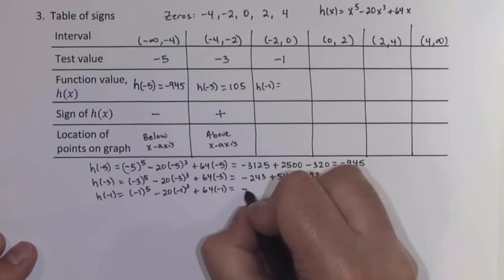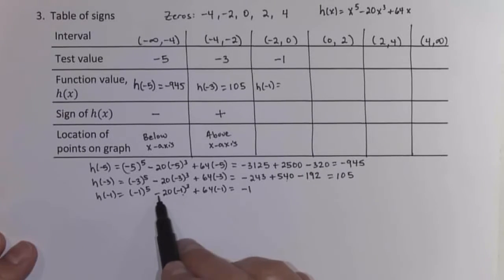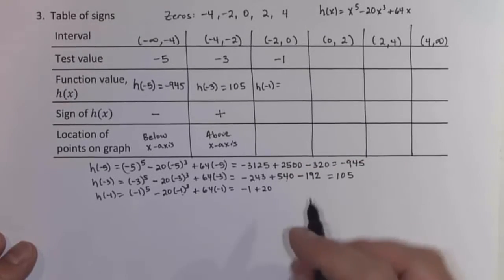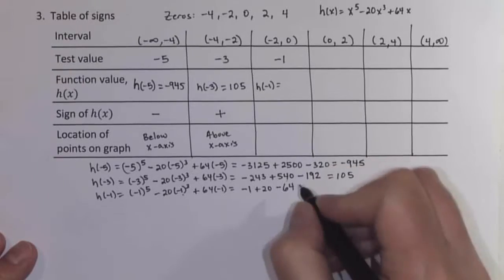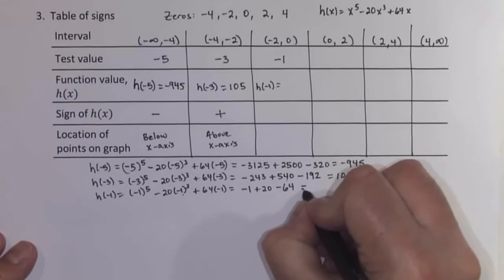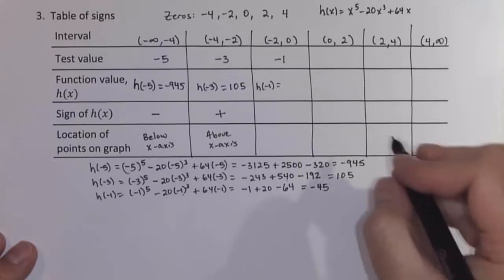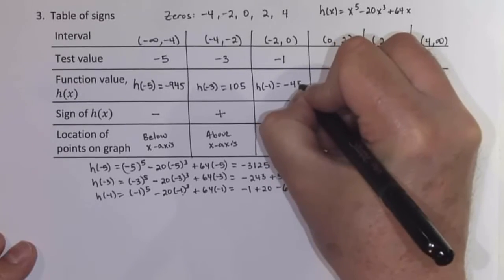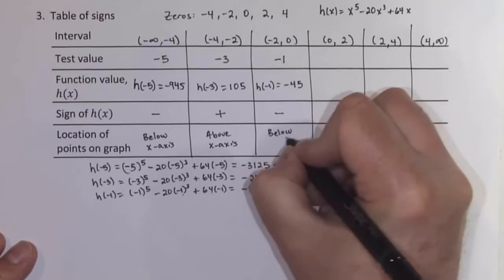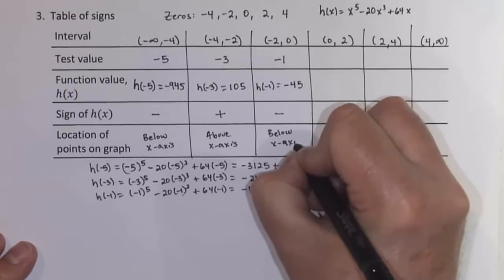Negative 1 to the 5th power is negative 1. Negative 1 cubed is negative 1 times negative 20 is going to be plus 20. And 64 times negative 1 is minus 64. And negative 1 plus 20 minus 64 is going to be negative 45. So h of negative 1 is negative 45, which is negative, which means we will be below the x-axis on that interval.